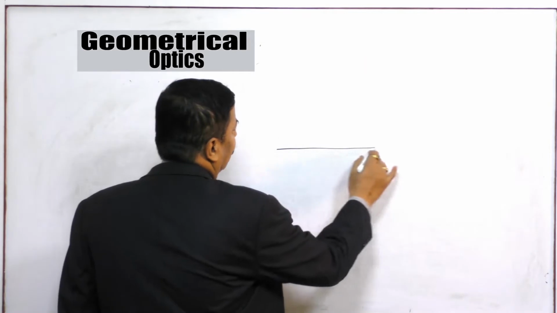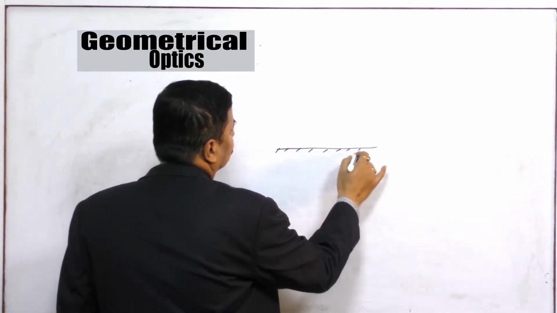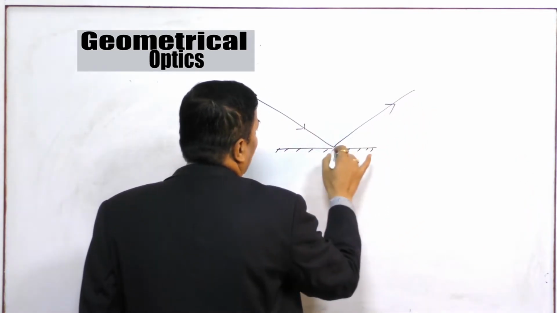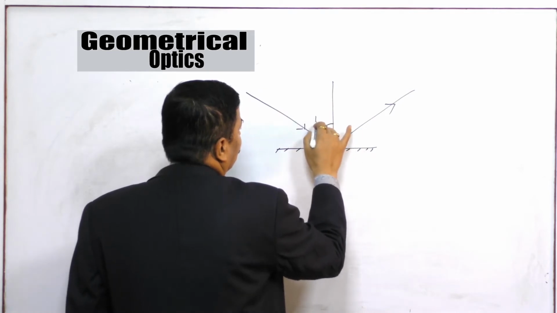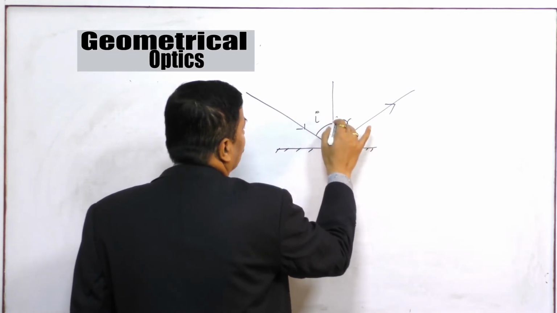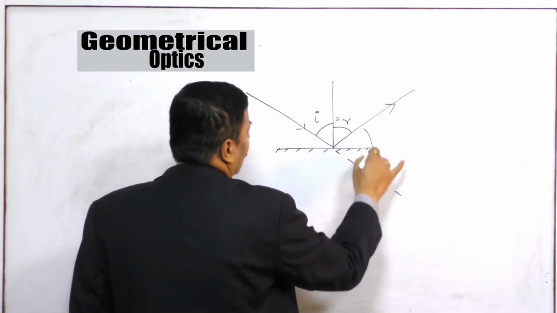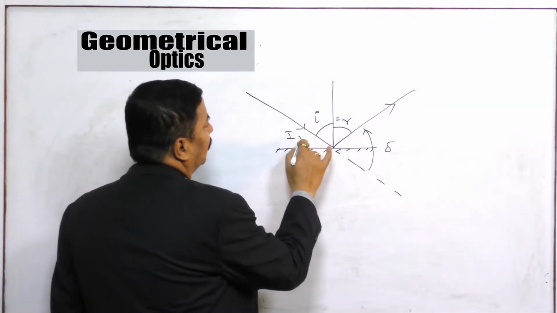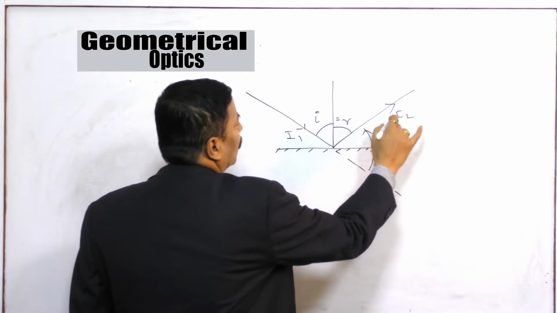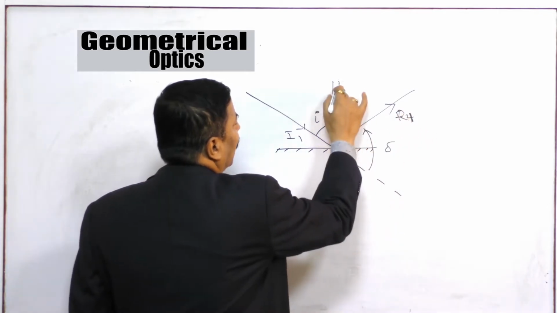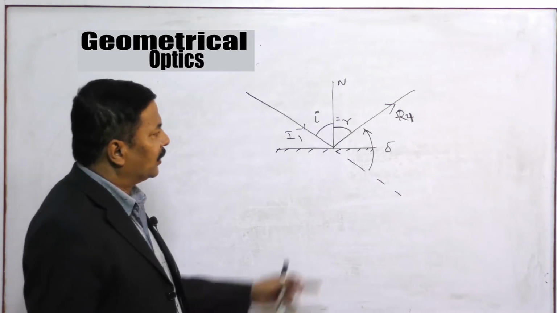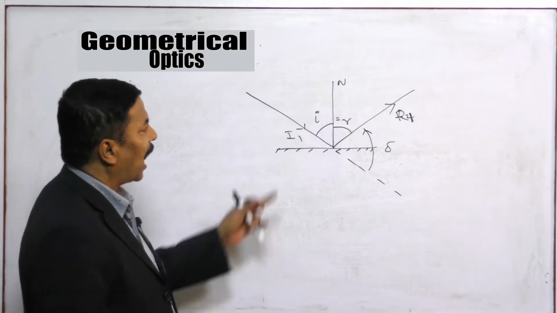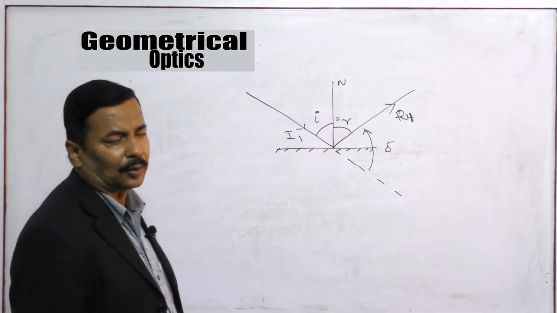So here is a plane surface, and this is the incident ray, this is the reflected ray, and this is the normal. This is the angle of incidence, this is the angle of reflection, which is equal, and this is the angle of deviation that you understand. I1 is the incident ray, I2 R1 is the reflected ray, and the normal. In this figure we can understand I is equal to R. This is the law of reflection, you already know.